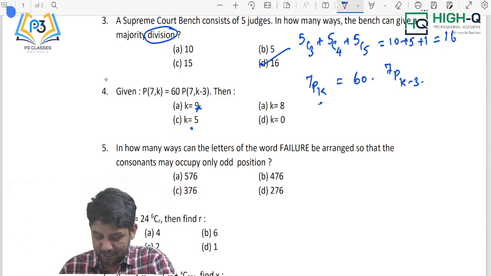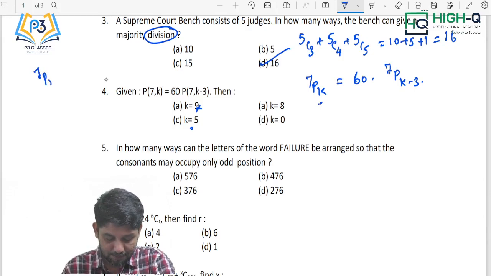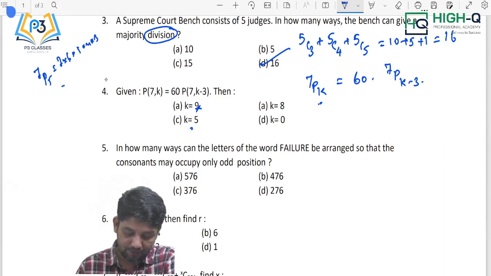But still, what is 7P5? 7, 6, 5, 4, 3. 7P5 is 2520. Check: 7P2 is 42, now 210, and 210 into 12 is 2520.